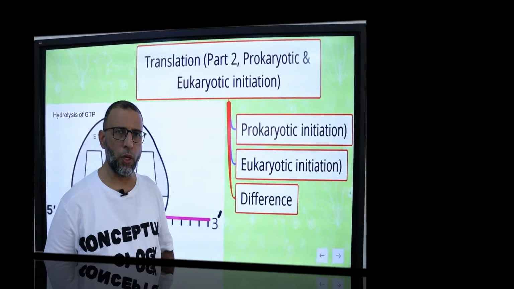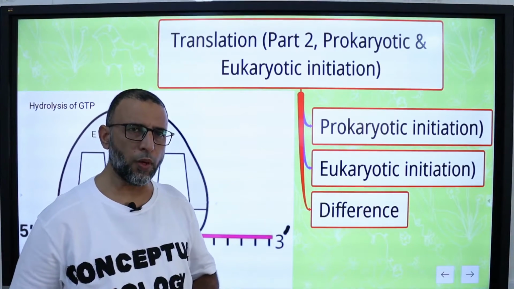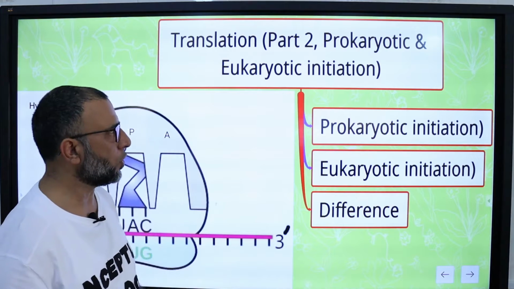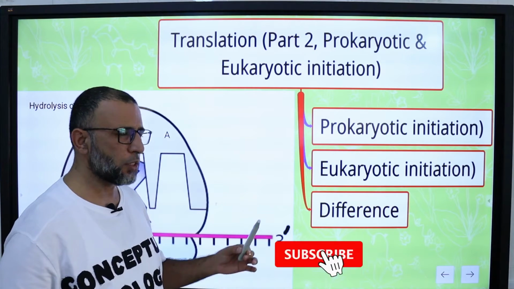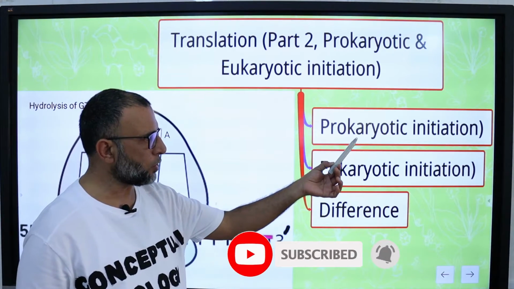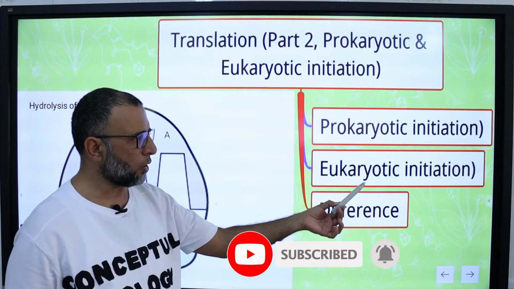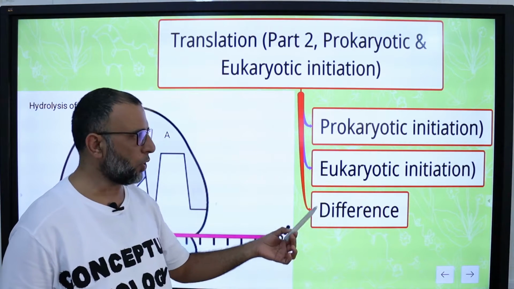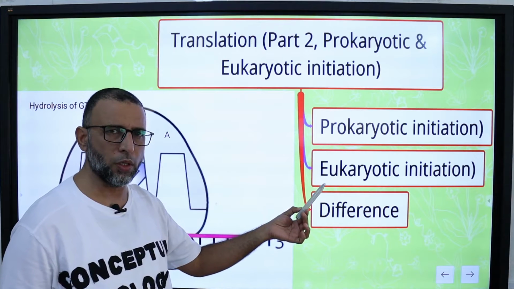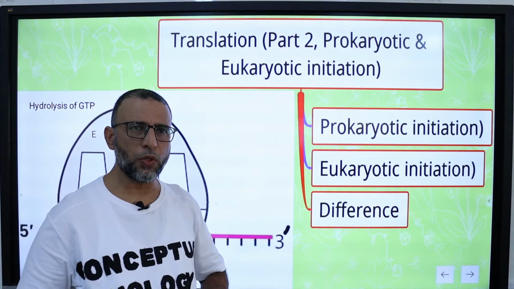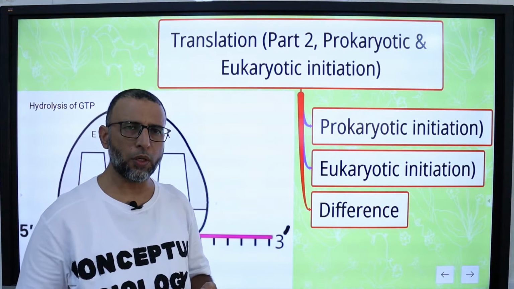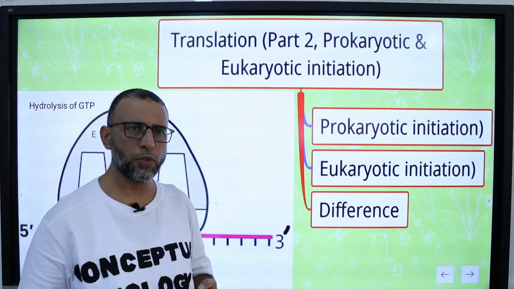In this lecture, we are going to talk about part 2 of translation, and we focus on initiation. The main points of the lesson are prokaryotic initiation, eukaryotic initiation, and the difference between prokaryotic and eukaryotic initiation. In the previous video, we discussed prokaryotic and eukaryotic ribosomes.